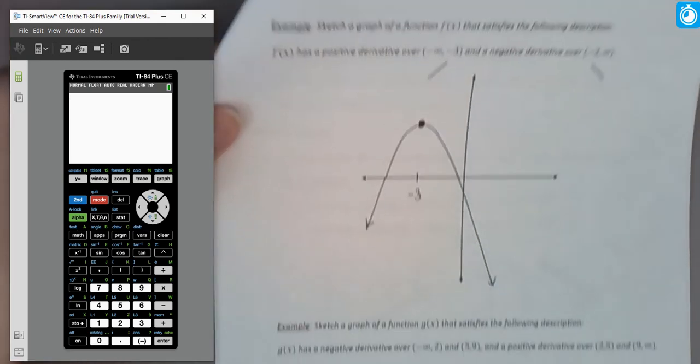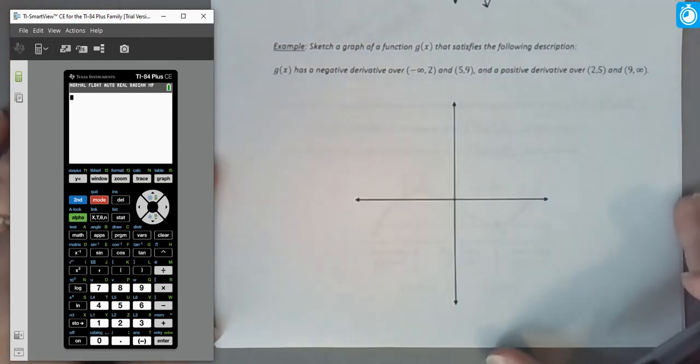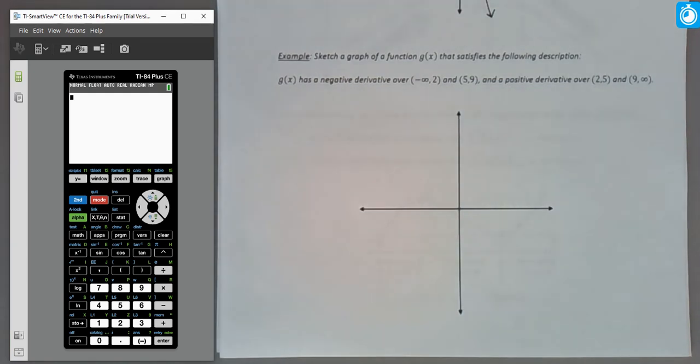Now let's look at a slightly more complicated one. Okay, so same directions, new information about the function.